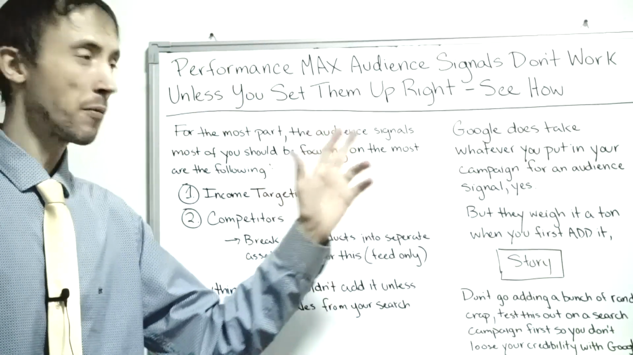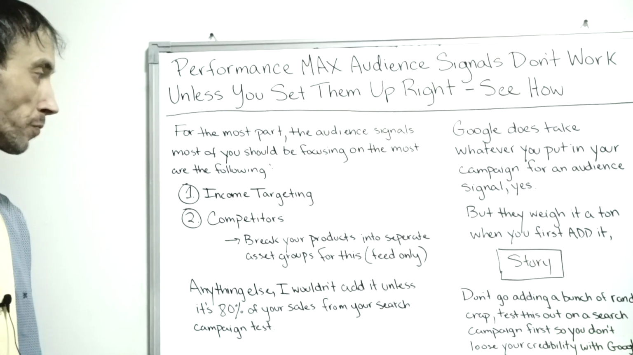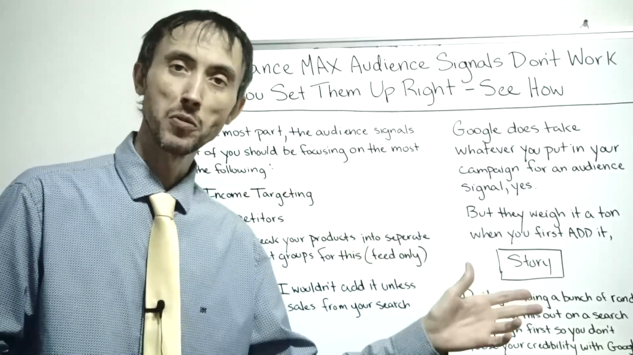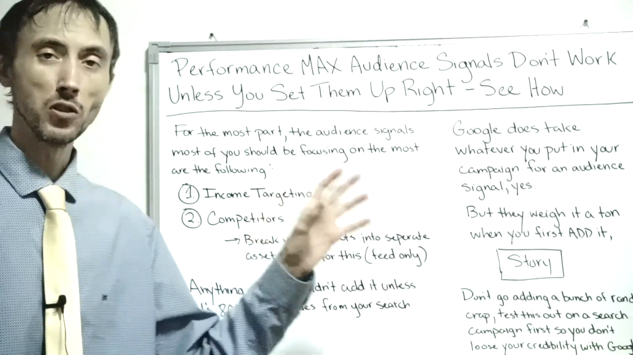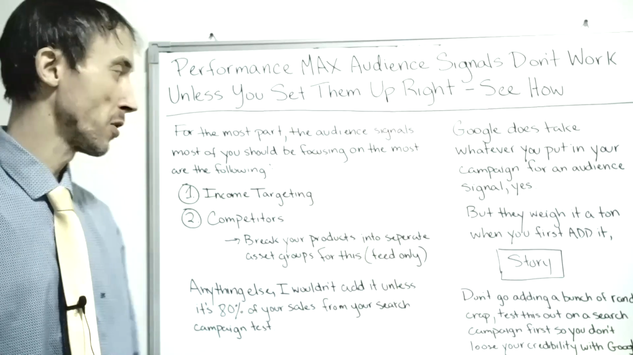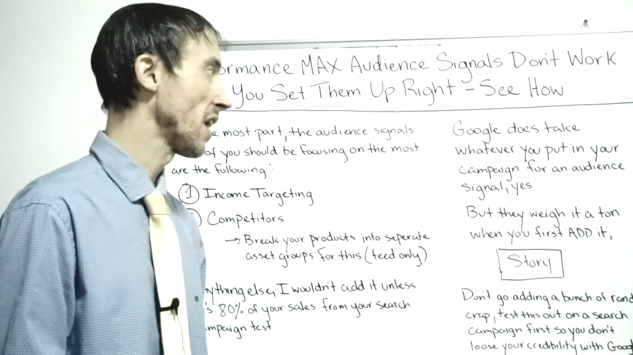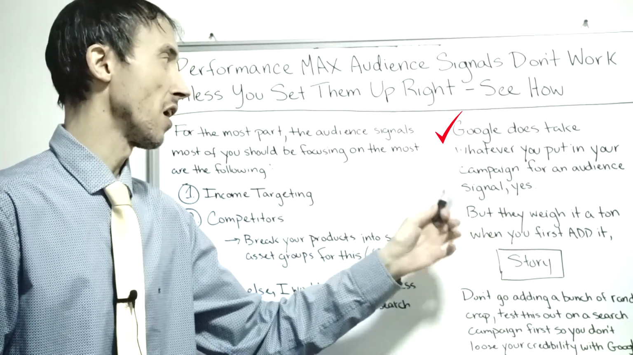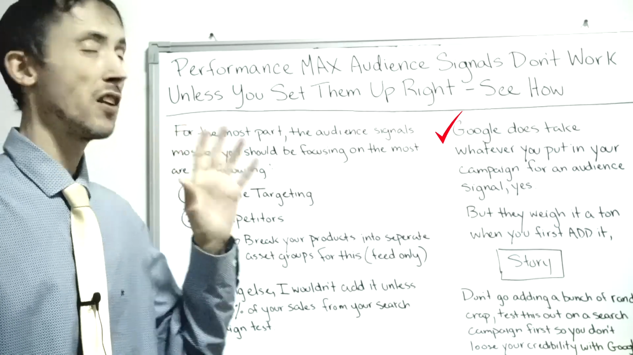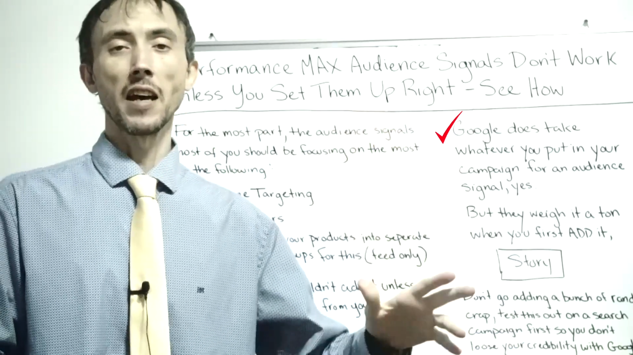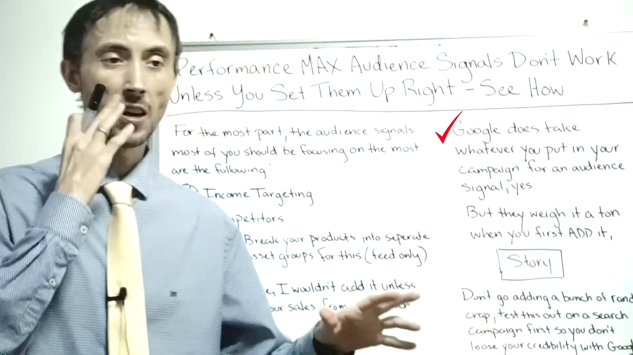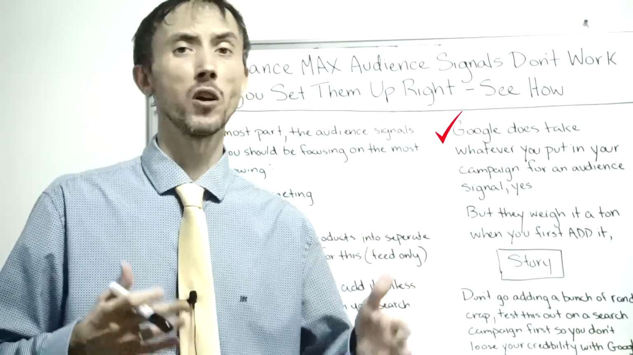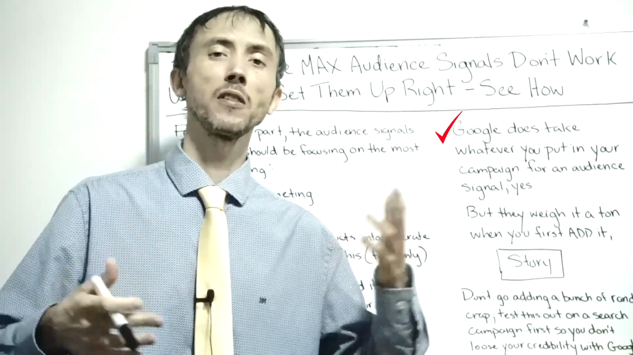So anyway, with that said, I'm going to go through what the method is here. And with that, I'll give you some different circumstances where and how it was used so you can get the same kind of results for your company as well. So that said, Google does take whatever you put in your campaign for an audience signal and use it, yes. Like I mentioned before, Google has put this in there to give Google some information about your market, what kind of works in your market, what doesn't, so they don't have to test out so much stuff.